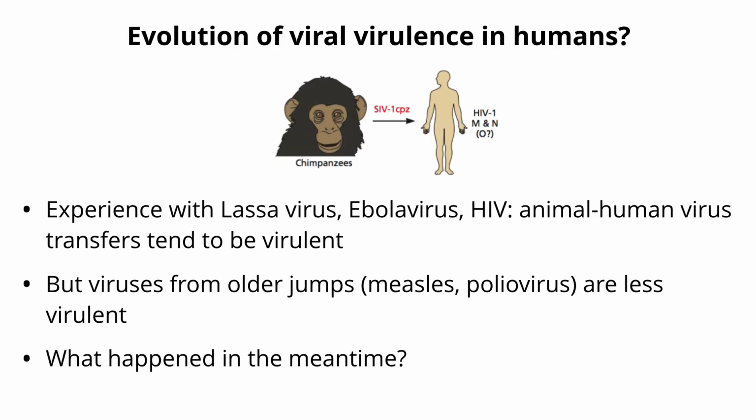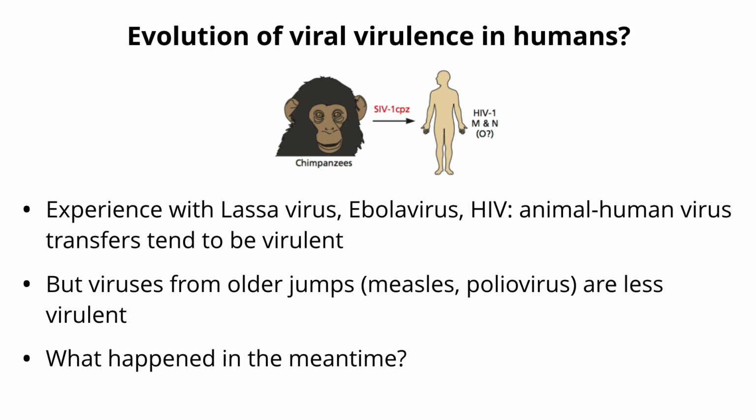Now, what about people? Can we say anything about the evolution of virulence in people? We know lots of examples where viruses, in fact, all the viruses we have, once started in animals. A great example is HIV, which we acquired from chimps. We'll talk about that later. But Lassa virus, Ebola virus, all these viruses hopped into people, and they're quite virulent. And these are all recent jumps. HIV in the 1920s, Ebola virus more recently. So those jumps are quite lethal.